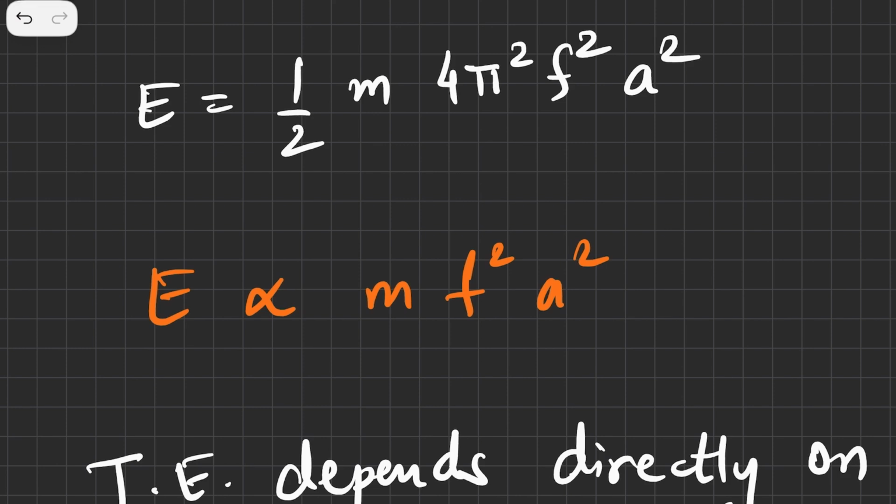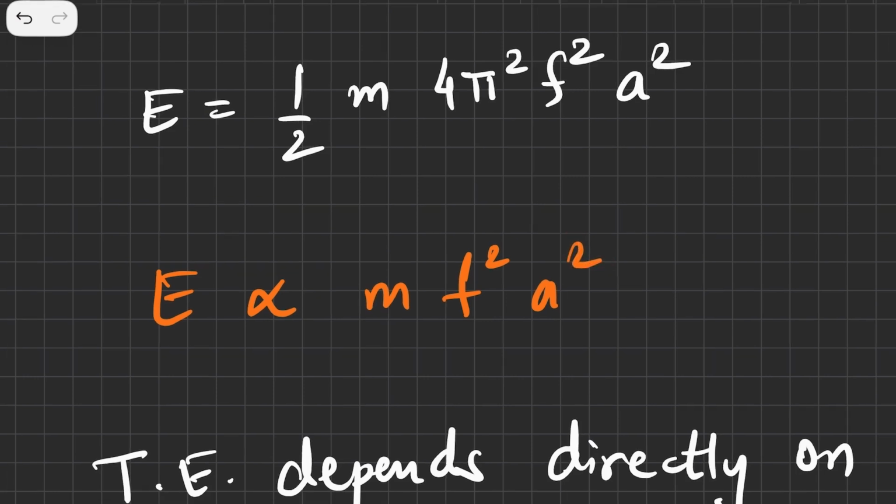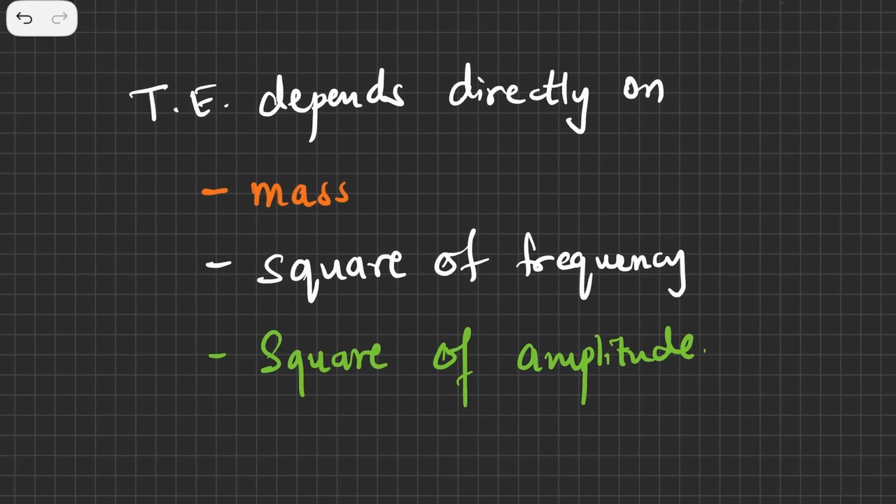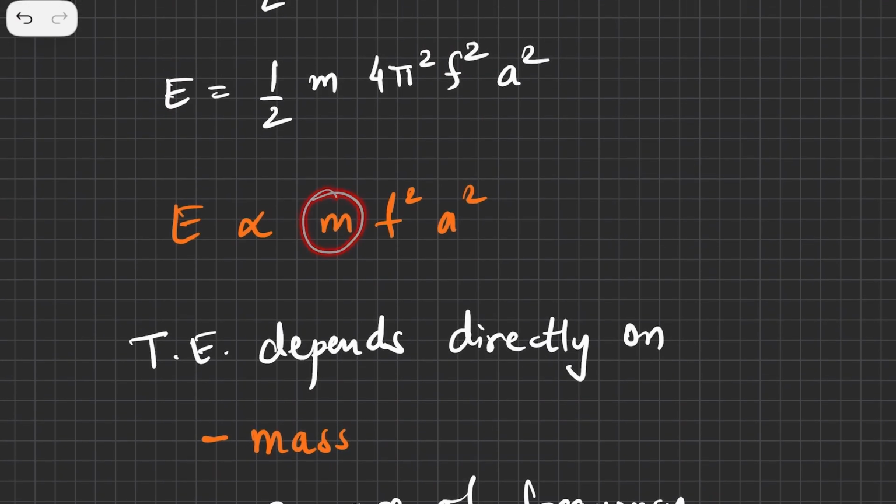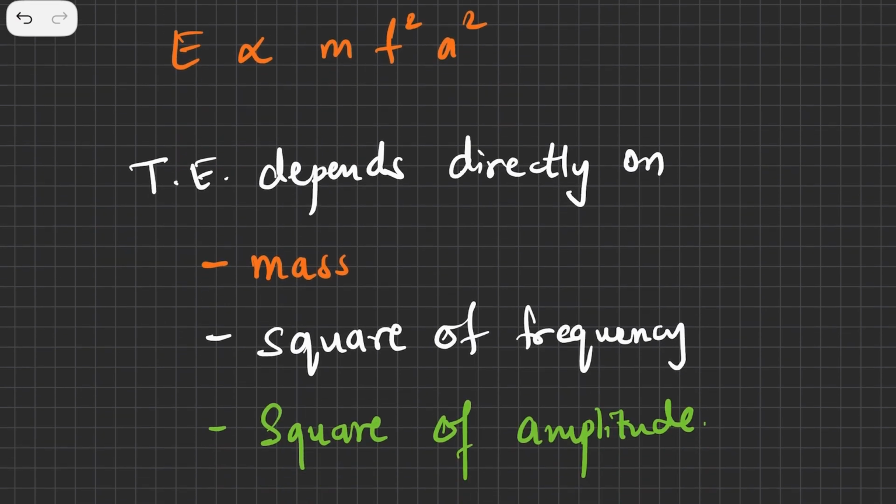But there are some technicalities here. First of all, energy depends directly, all of them are in the numerator. Secondly, it is to the power of 1 for mass, and it is the square of frequency and the square of amplitude. So finally we conclude, total energy depends directly on mass, square of frequency and square of amplitude. So if mass doubles, energy doubles, but if frequency doubles, energy becomes 4 times. If amplitude triples, then energy becomes 9 times because it depends on the square.